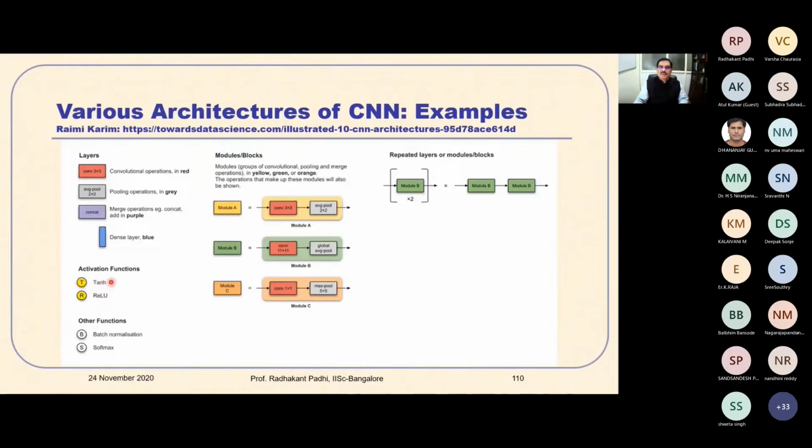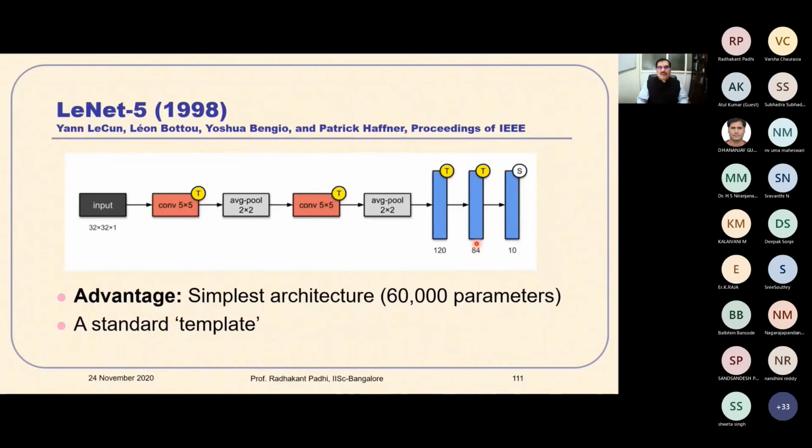I've taken this from a different website. These are some of the notations used. If somebody talks about a circle with a T, that means the hyperbolic tangent function. A circle with an R means the ReLU function. If it is a dense layer, it is given by blue. It is the module layer. These are some of the sign conventions used in the subsequent slides. If there is a square bracket, then there are multiple layers there, that is repeated layers or modules. So using this sign convention, let us talk about some realistic things.